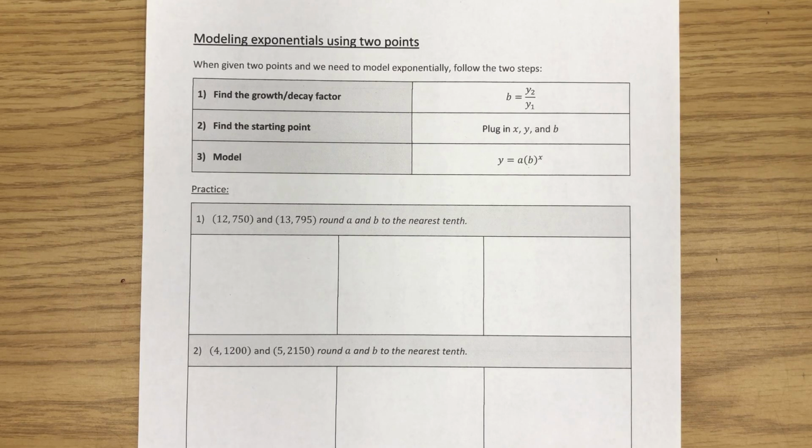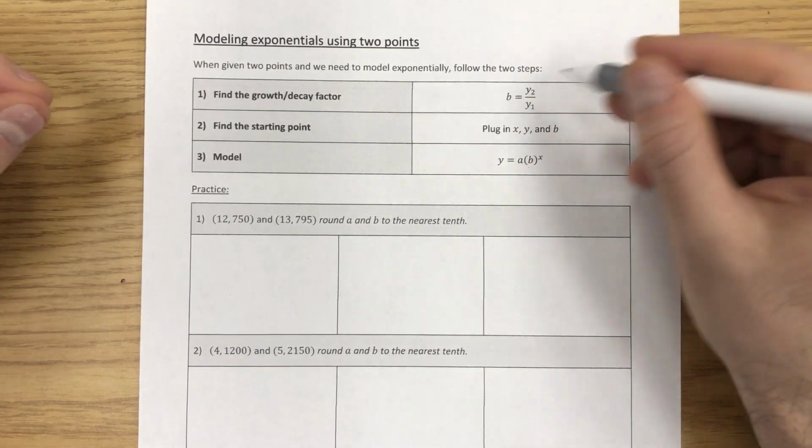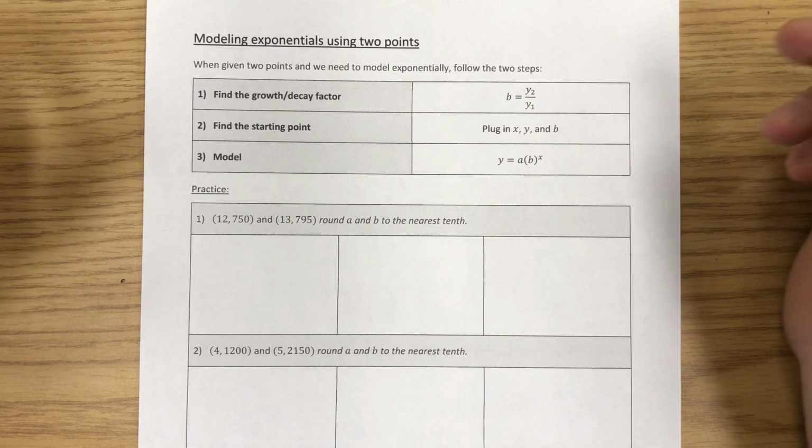So today we're going to be modeling with exponentials using 2 points. Now there's a couple ways to do this. We can do this via brute force, or we can use this procedural step, which in my opinion is a little bit easier to do.